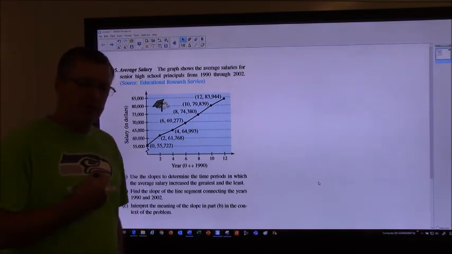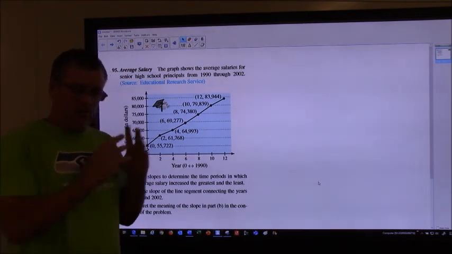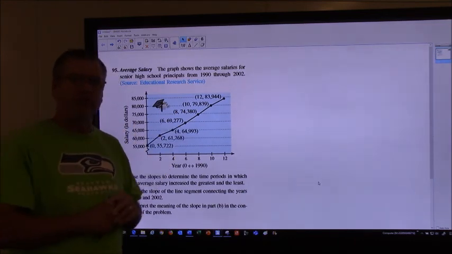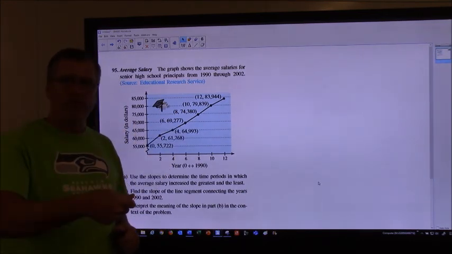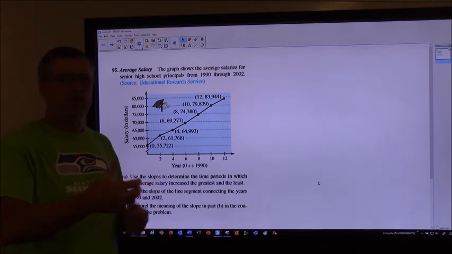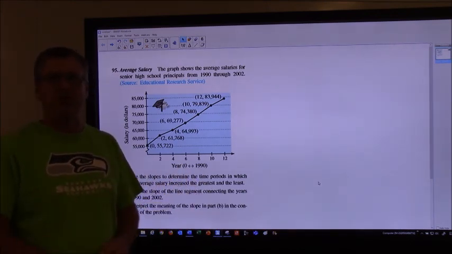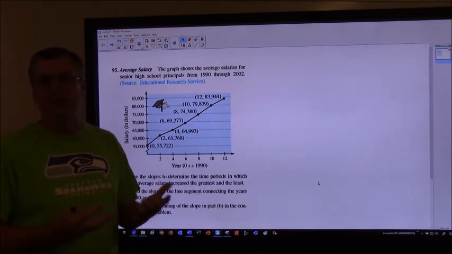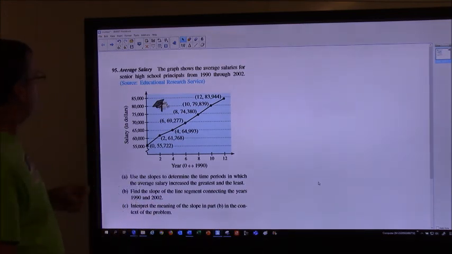The thing we have to remember is with story problems that involve linear equations, they're going to ask us to write the equation of a line or find the slope. It's all the same stuff as before. They're just giving us the information in a different way. Okay? So let's read this one.